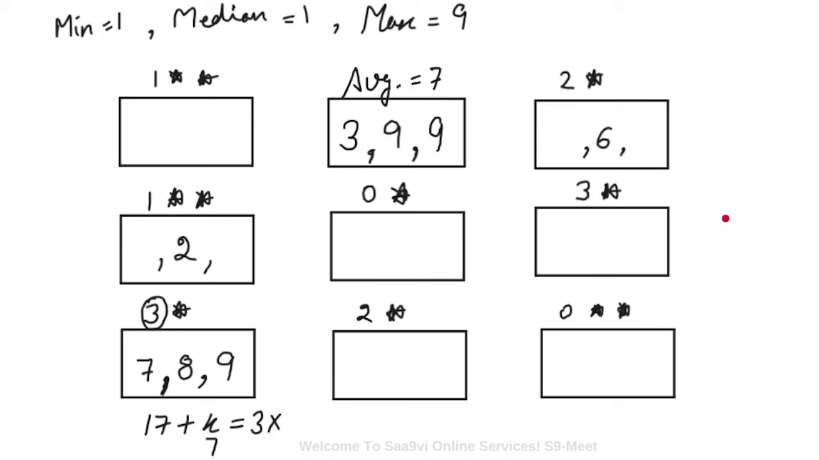And that means the average of this box will be 8. 24 divided by 3, the average will be 8. Now let's take another box. Let's say which other.